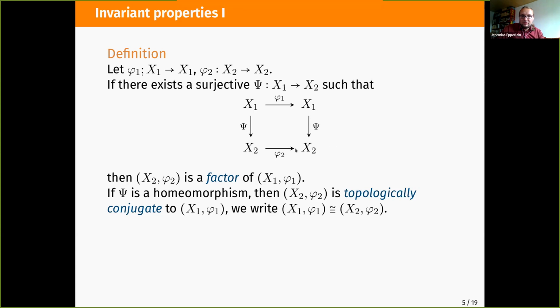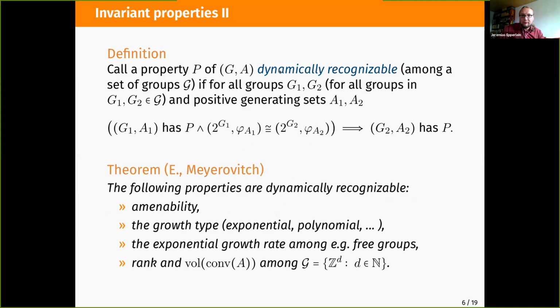And if this psi is even a homomorphism, then we say, okay, these systems are isomorphic, or in other words, topologically conjugate. And we denote it like this. Okay, and we say that a property of our group together with the generating set is dynamically recognizable, let's say among a certain set of groups, if for all pairs of groups G1, G2 from this set of groups, and positive generating sets A1, A2, if one of them has the property and the corresponding systems are topologically conjugate, then the other one also must have this property.